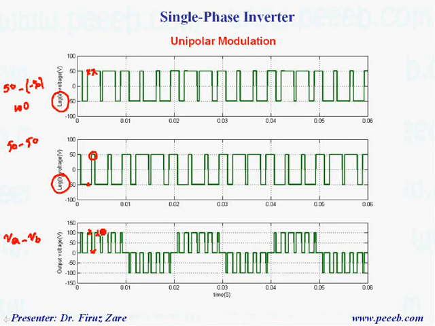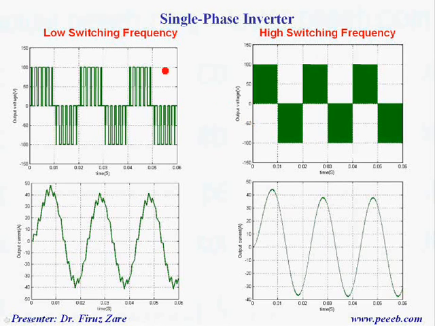That means that based on this pulse pattern, we have changed the effective switching frequency, because here we have two pulses while here we have one pulse. That's why in unipolar modulation we expect to have better quality, and the reason is that we change the effective switching frequency. So let's see the effect of switching frequency.